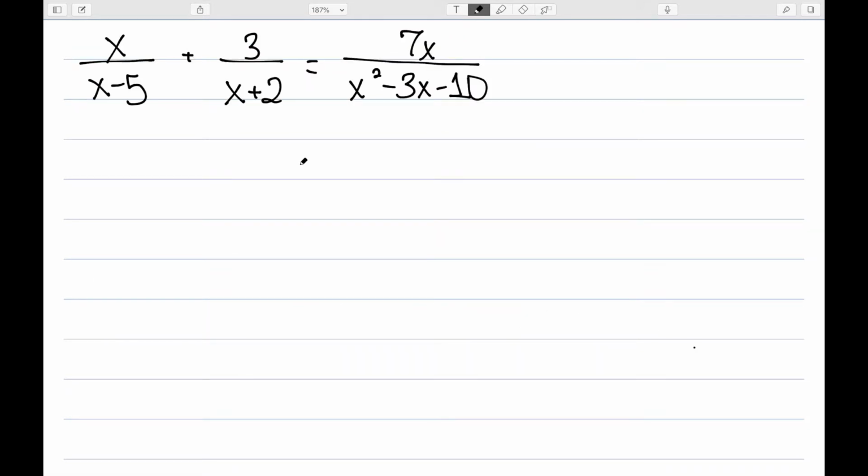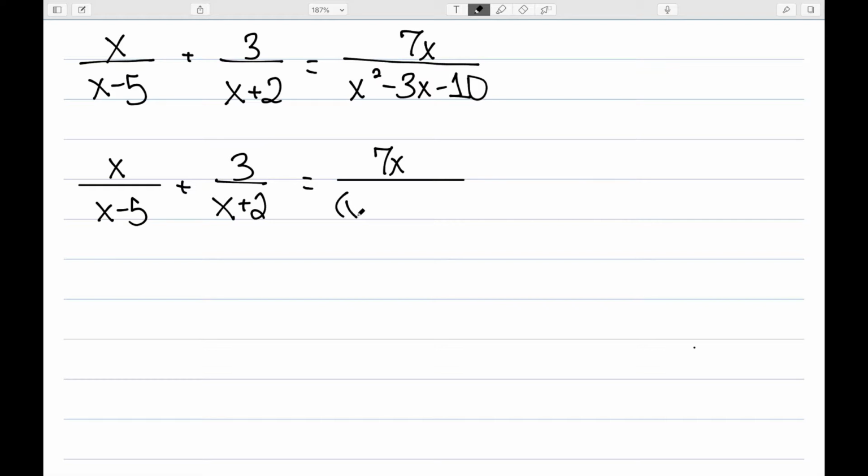I now have x over x minus 5 plus 3 over x plus 2 equal to 7x over x squared minus 3x minus 10. So far I've gotten to skip the first step of factoring, but here I can't. I need to start by actually factoring this denominator on the right-hand side. Two numbers that multiply to be negative 10 and add to be negative 3 are going to be negative 5 and positive 2.